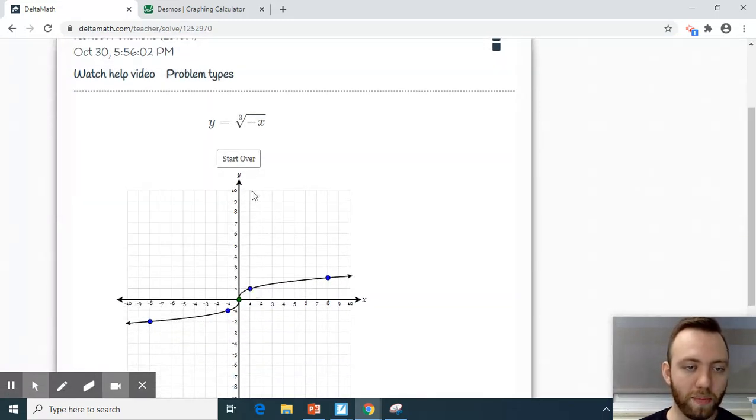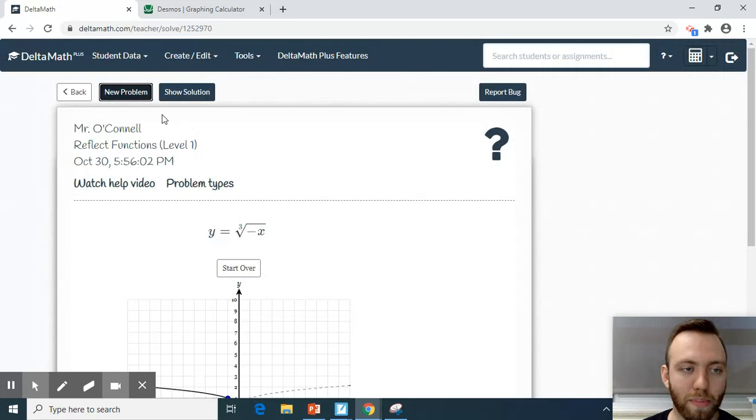Same thing here, right? The negative's on the inside, so we're not flipping over the x, we're flipping over the y because we're saying whatever positive values of x we had, let's make them negative, and whatever negative values we had, let's make them positive.